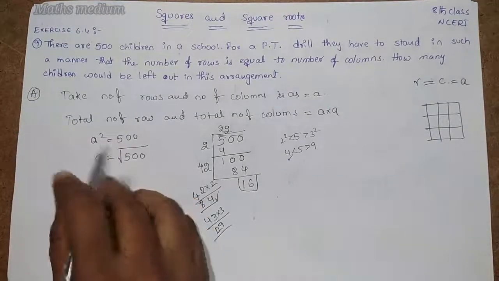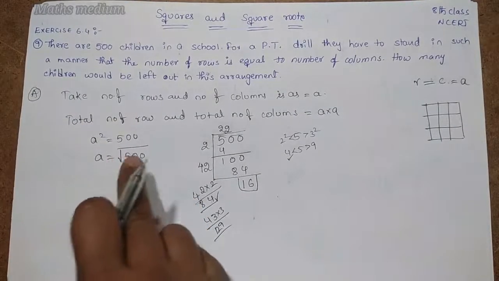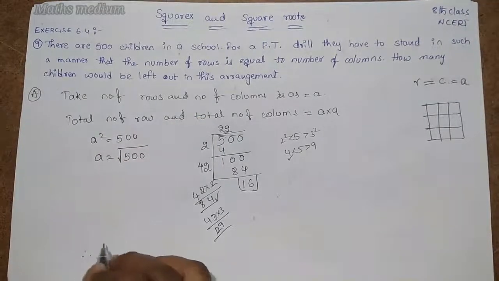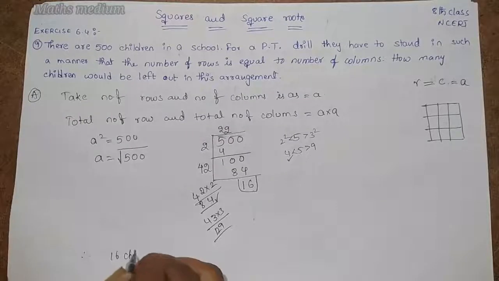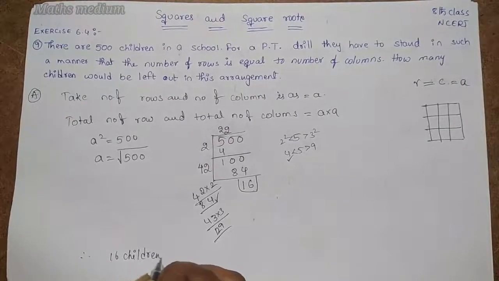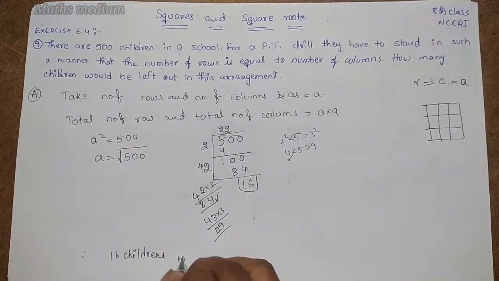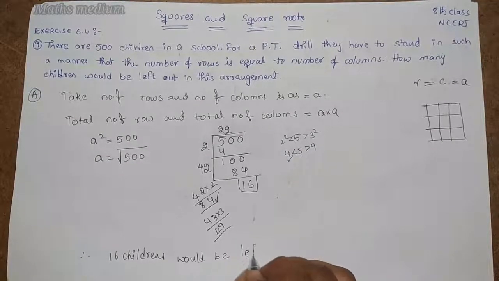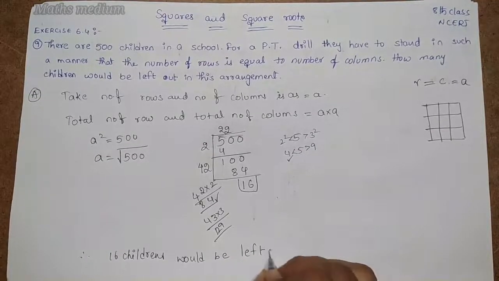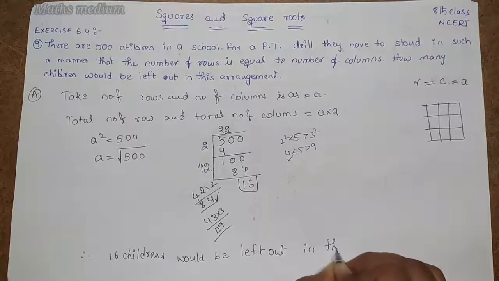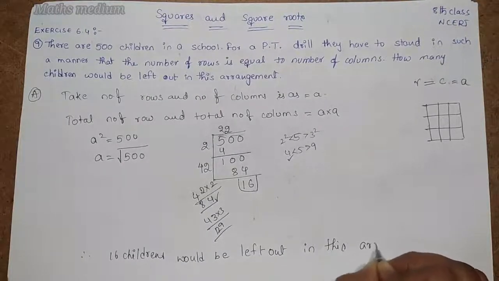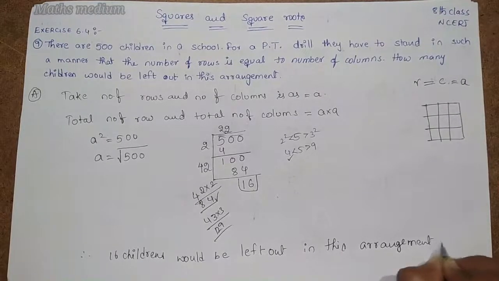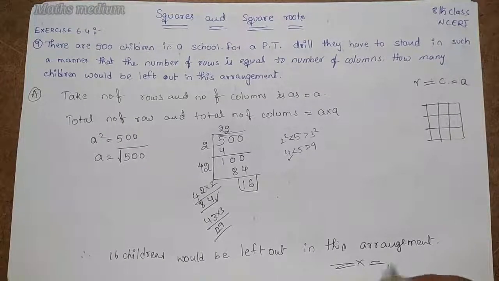So 500 is not a perfect square. Therefore, 16 children would be left out in this arrangement. That might be a square arrangement, right? So this is the answer for this one.